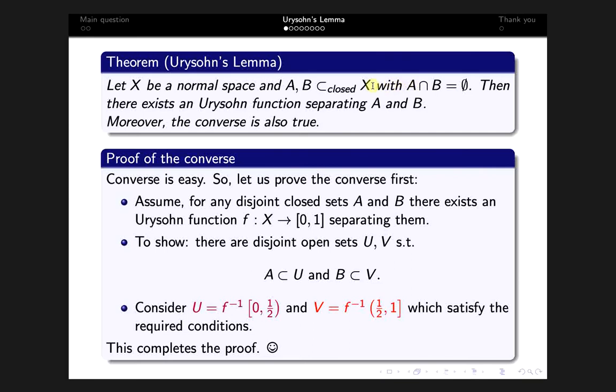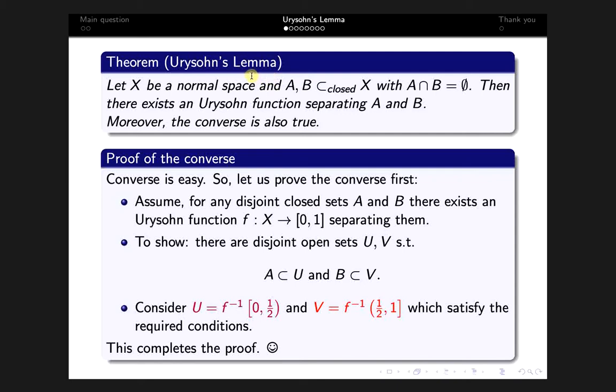So in this hypothesis, what is the conclusion? The conclusion is there exists an Urysohn function separating A and B. And moreover, the converse is also true. What is the converse? The converse is the following: if for every pair of disjoint closed subsets A, B there exists an Urysohn function separating A and B, then the space is normal.